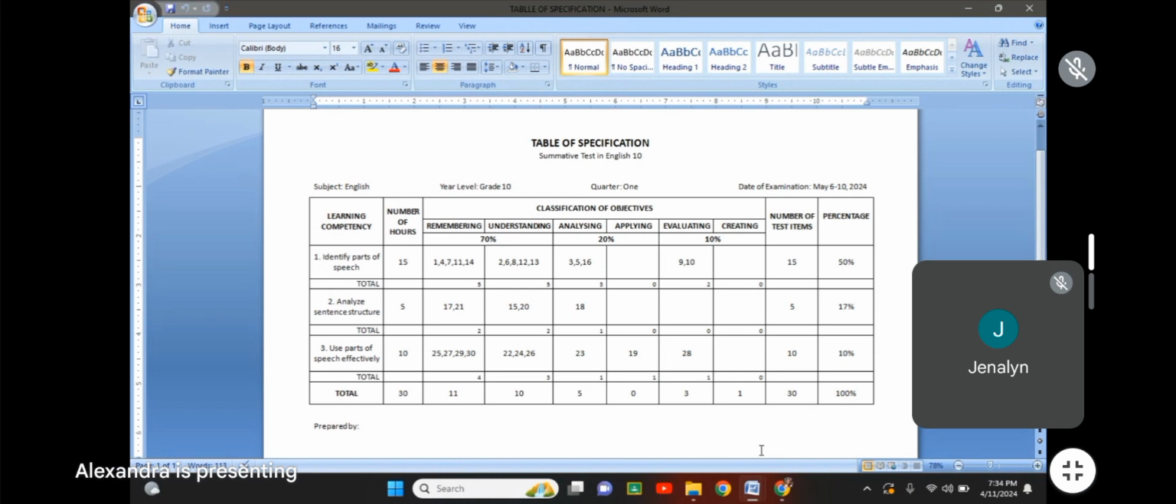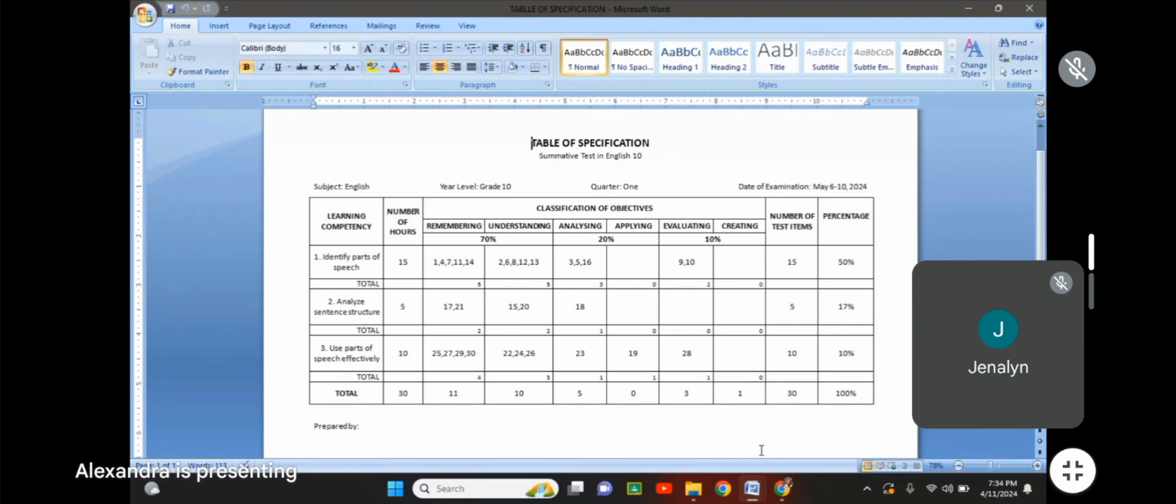To determine the parts of the table of specification, we have to use two formulas. The first formula is to determine the number of hours in each learning objective. We are going to use the formula: percentage equals number of hours in each objective divided by total number of hours times 100.